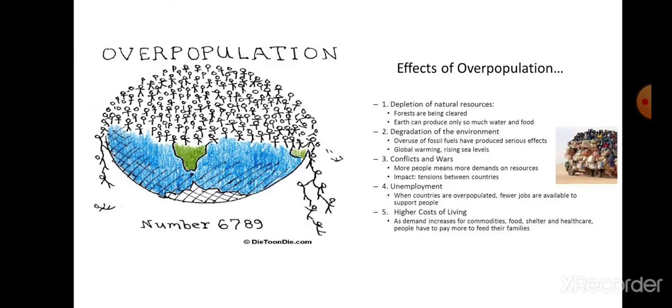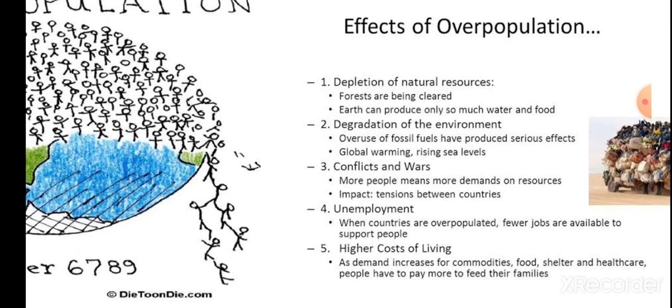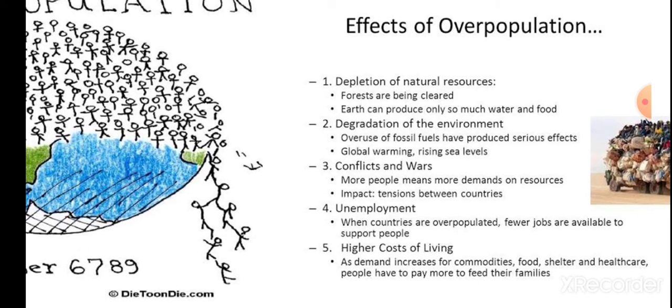Next, effects of overpopulation. If there is overpopulation, we can face a number of problems in the country. The depletion of natural resources: forests are being cleared. Earth can produce only so much water and food. Due to overpopulation, a number of people cannot get proper food and proper nutrition. And degradation of the environment: overuse of fuel oils has produced serious effects of global warming, and rising sea levels also.